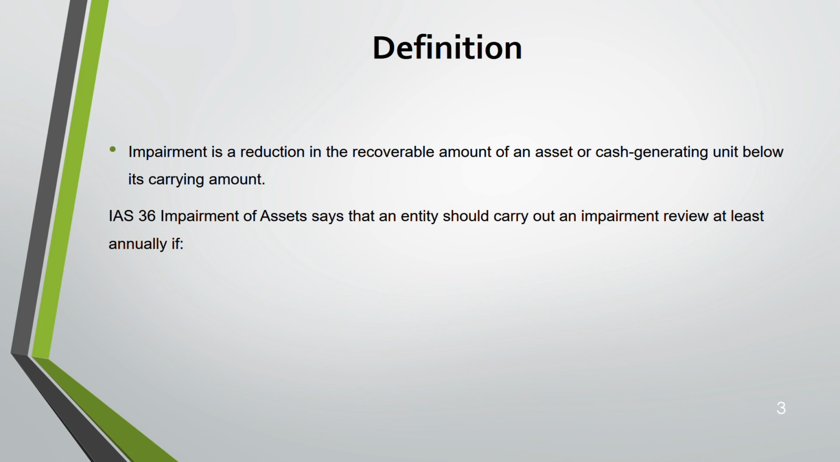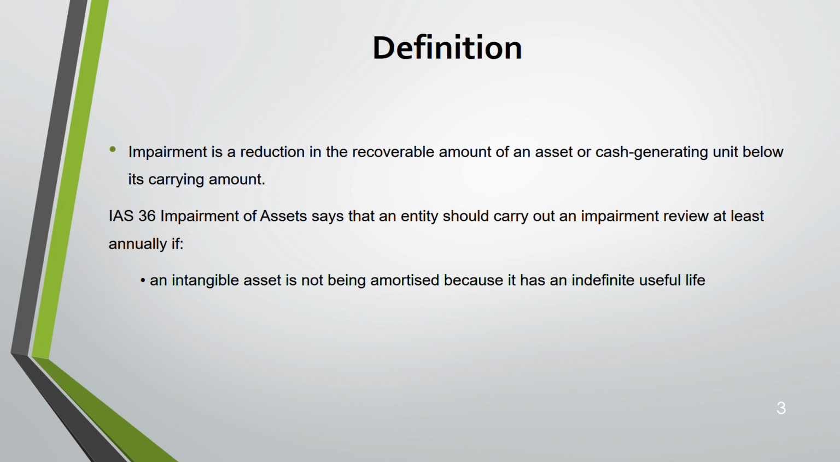Okay, if an intangible asset is not being amortized because it has an indefinite useful life, or when a goodwill has arisen on business combination. Let's say you have bought a subsidiary, that's a business combination, right? For that, there's a goodwill, you recognize a goodwill, so on that goodwill you have to carry out impairment review. Same for intangible asset. If that intangible asset is not being amortized and it has an indefinite useful life, then only you need to carry out an impairment review. Otherwise, you just amortize it. You don't go for impairment review if it has a definite useful life and it is being amortized.